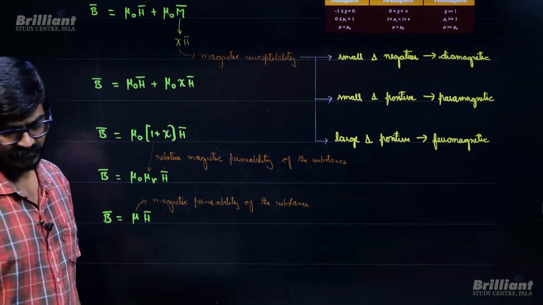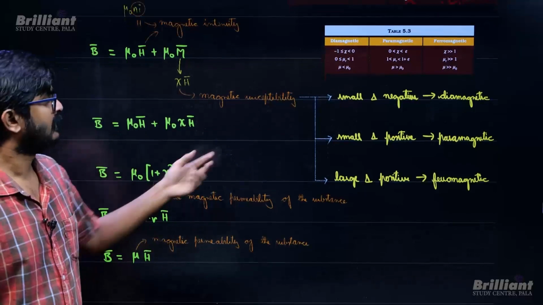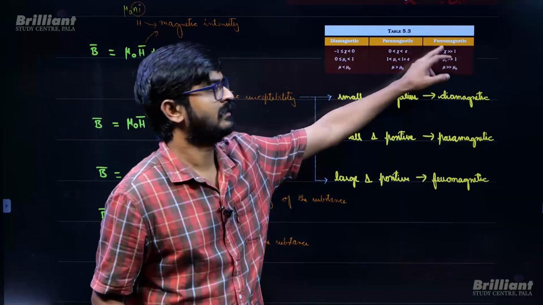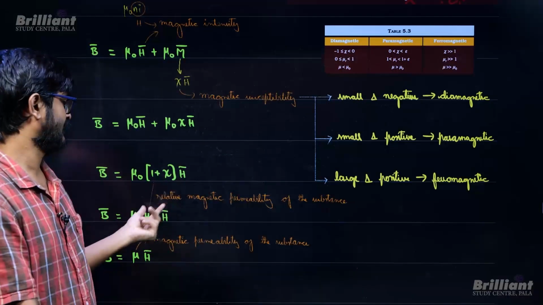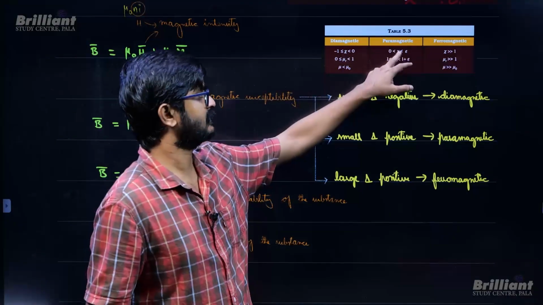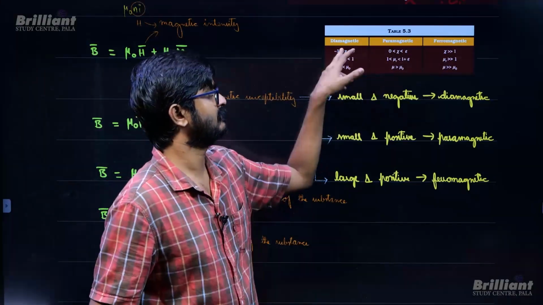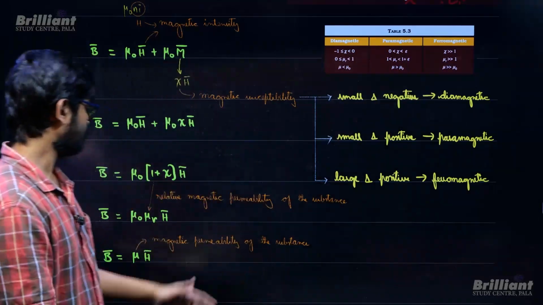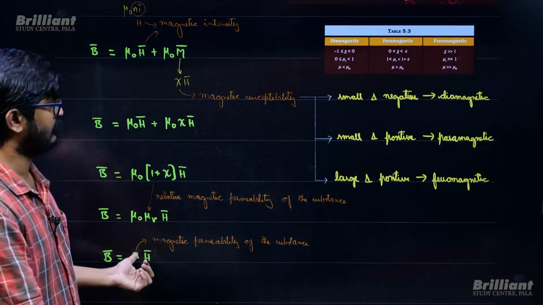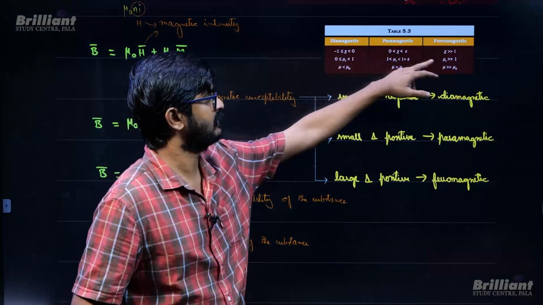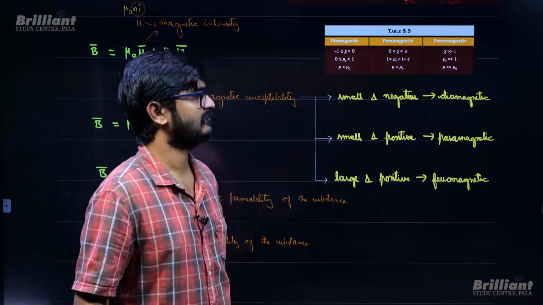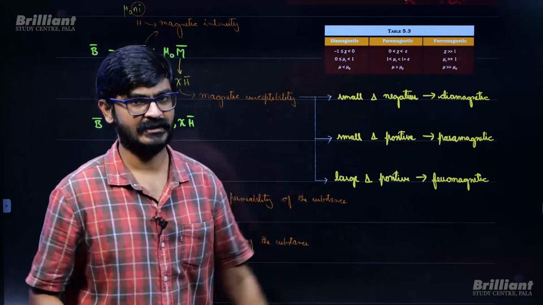Now based on this, there were values, chi values. Once you know the chi value, mu r is 1 plus chi. So 1 plus this, 1 plus this, 1 plus this, right? Now mu is mu naught into mu r, so you just need to multiply this with mu naught, right? Anyway, that doesn't matter much, you will be remembering only the chi values.